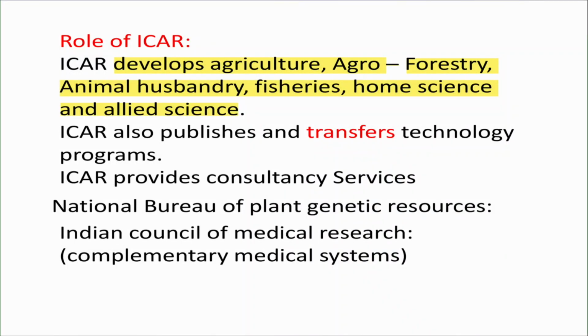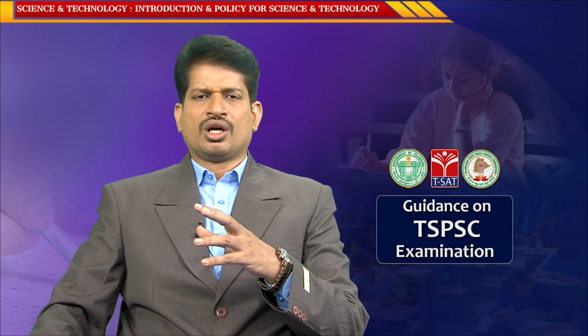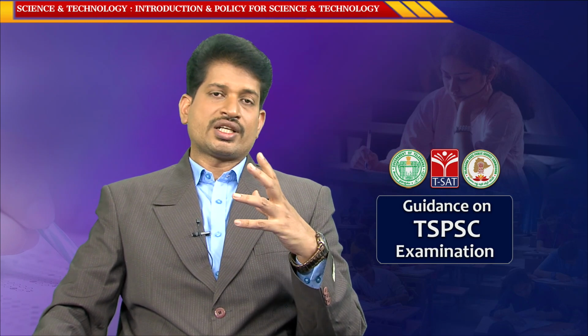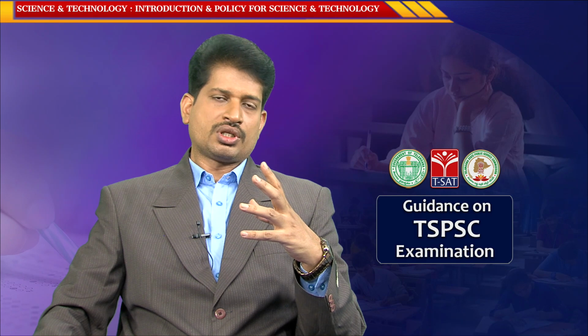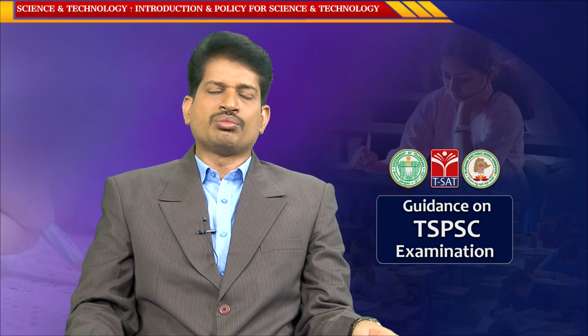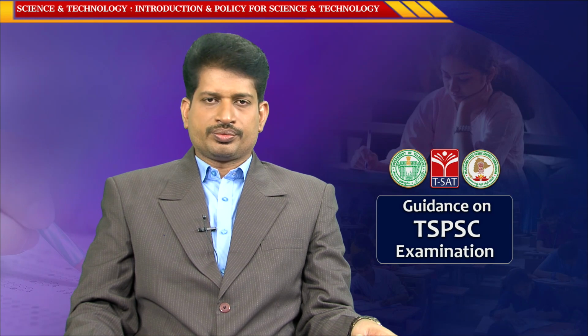So, these are all the different branches which are under the control of CSIR for an efficient execution of the policy of science and technology. This is the institutional structure we have for the execution of science and technology policy, so that different technological branches throughout the country can be implemented.